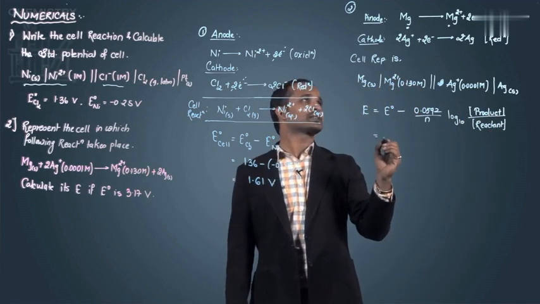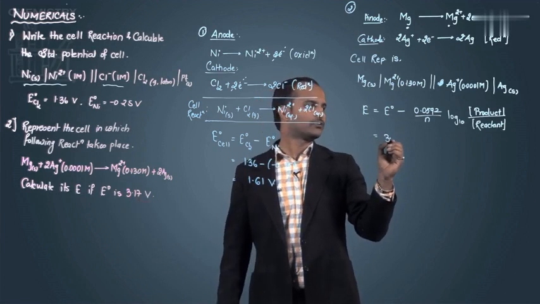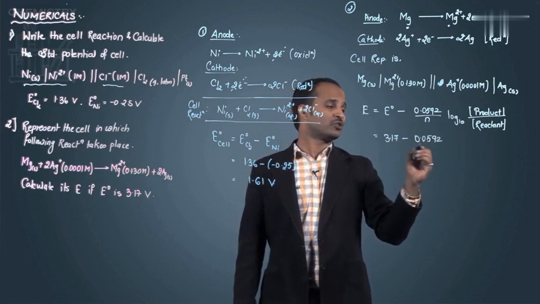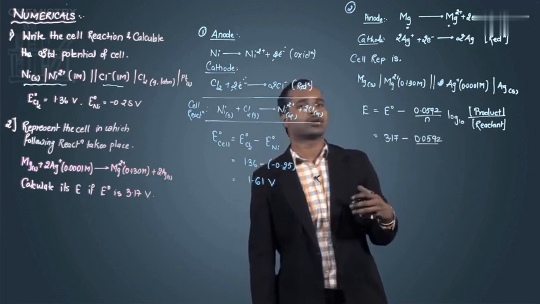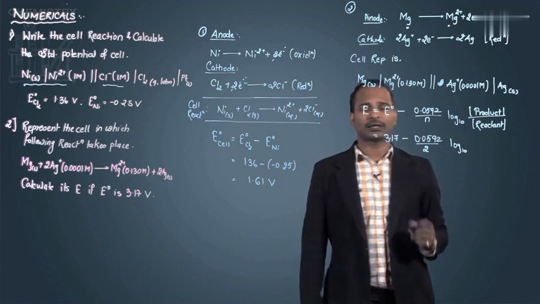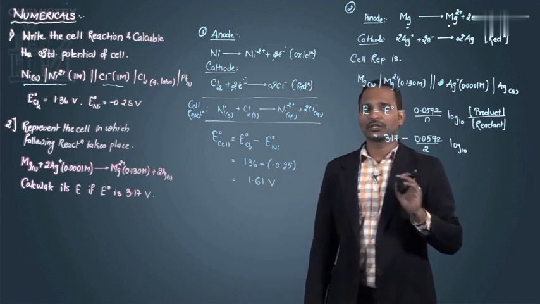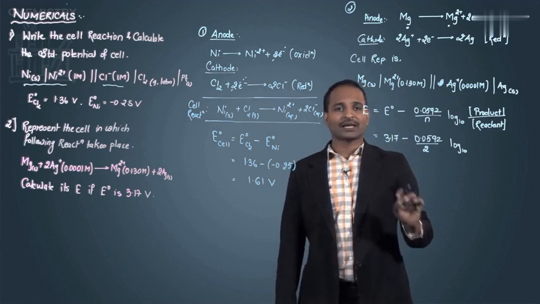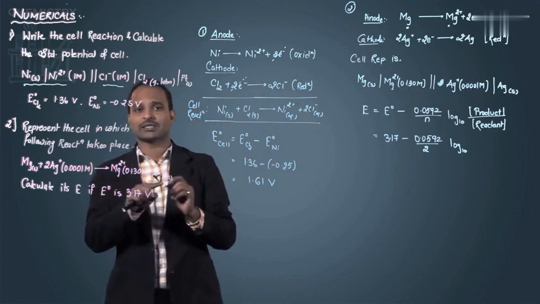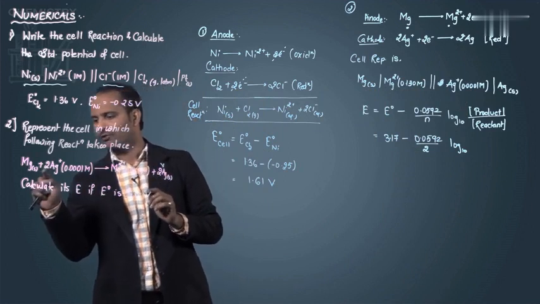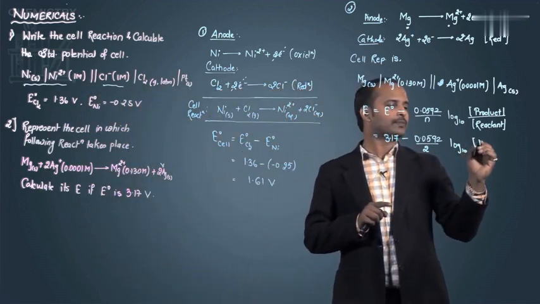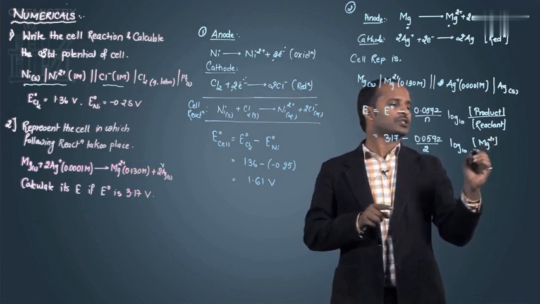So here E naught is given, how much is it? 3.17 volt, minus 0.0592, and n is the number of moles of electrons gained or lost, that means 2 electrons, which are cancelled, 2 log to the base 10 product upon reactant. Here we consider only the concentration of the ions and the pressure of a gas from the reactant and product. From the overall reaction, the silver will not be considered as it is in a pure solid state. I will consider Mg2 plus, and from here only Ag plus. So it is going to be the concentration of Mg2 plus upon the concentration of Ag plus.